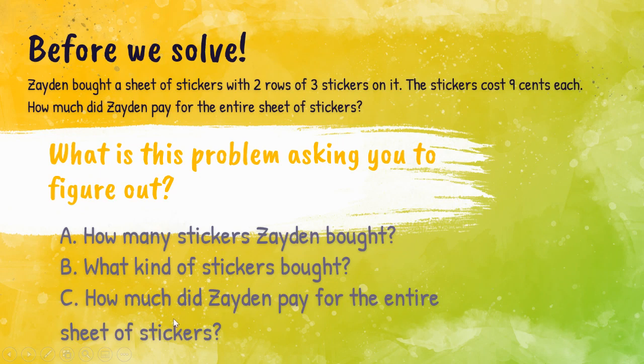So how do we know this? If we go back to that word problem, typically your question is that last sentence in the word problem, right? And then it's just the question, so you need to find what it's asking you to solve. So for example here, how much does Satan pay for the entire sheet of stickers? So not for one sticker, but for the entire sheet. Okay, so we need to find out how much he paid for the entire thing.